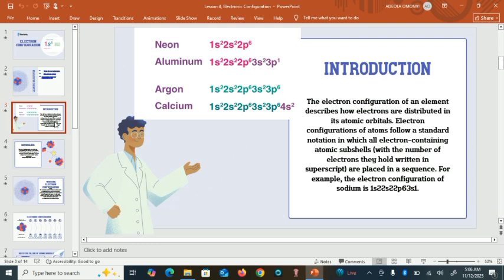Alright, the electron configuration of an element describes how electrons are distributed in its atomic orbitals. It shows the position, the location of electrons in the atomic orbitals. Electron configuration of atoms follows a standard notation in which all electron-containing atomic subshells are placed in a sequence. For example, the electron configuration of sodium is 1s2, 2s2, 2p6, 3s1.